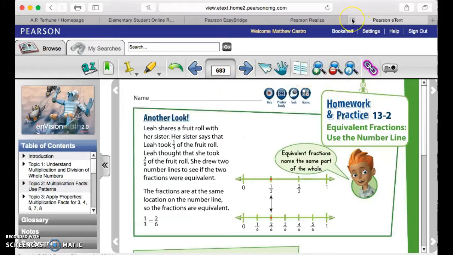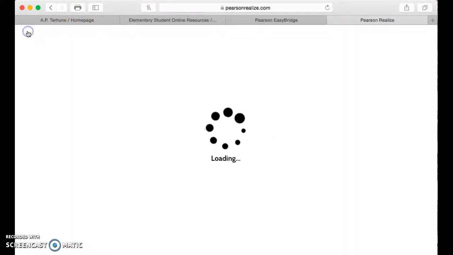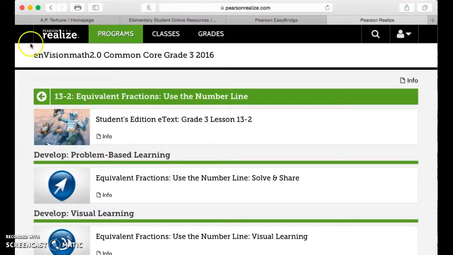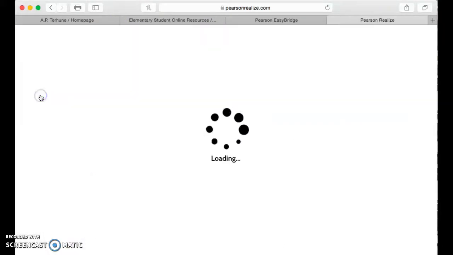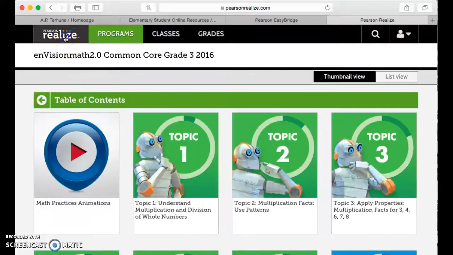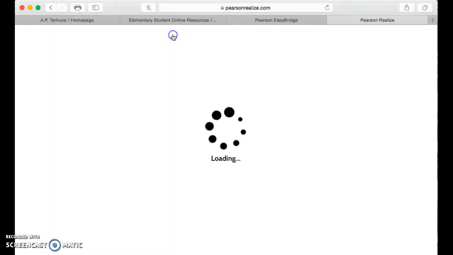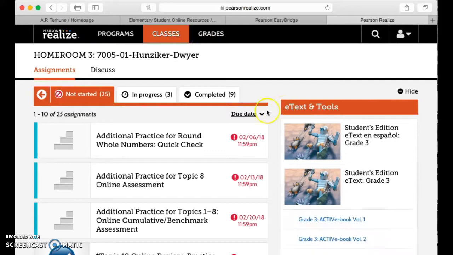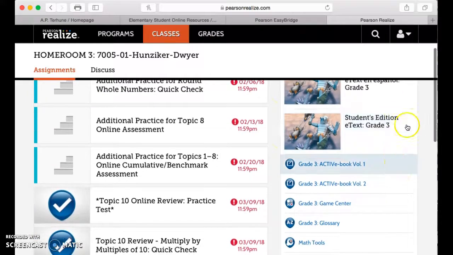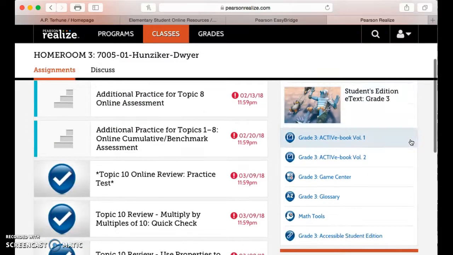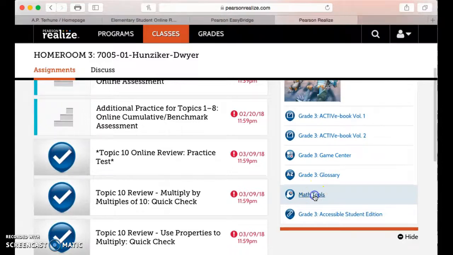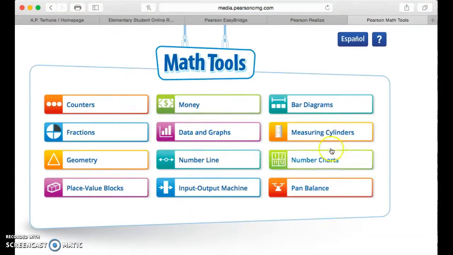I'm actually going to go out of here and I'm going to go back. Once you can go back to your home screen. You can get back, or you can just go to Pearson Realize, and it'll take you to the same home screen again. We can go into classes, and I want to show you some of the online tools. You can actually also access the textbook here, but it doesn't go right to that lesson that we did. So here's the math tools. These are super helpful for anything that we're doing.